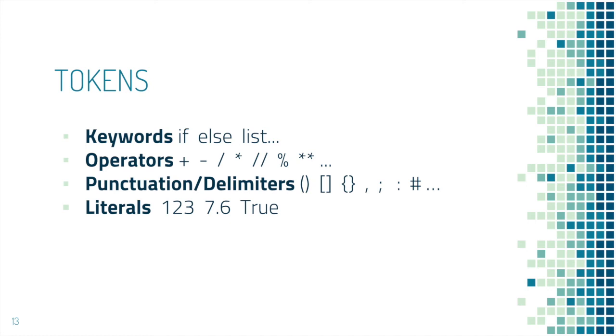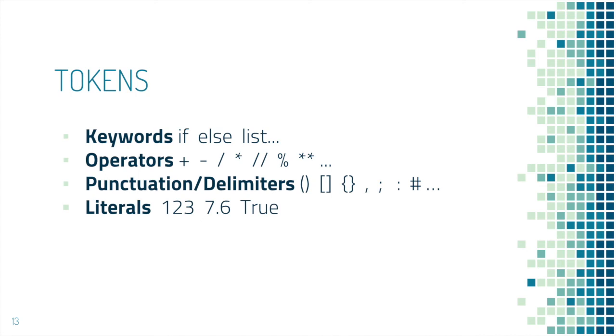We also have punctuation and delimiters. These don't actually do anything. Things like the comment or a semicolon or parentheses or brackets or curly brackets. They're not operators, they don't perform a function in Python, but they're things that help us, actually similar to how punctuation works in English. These help Python understand what you're trying to do.